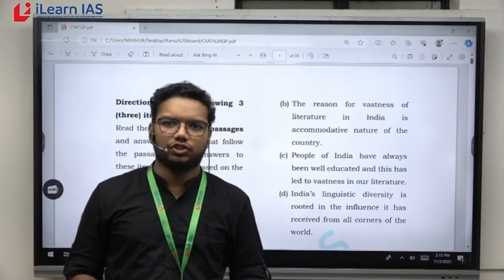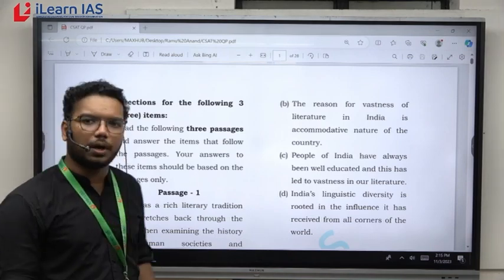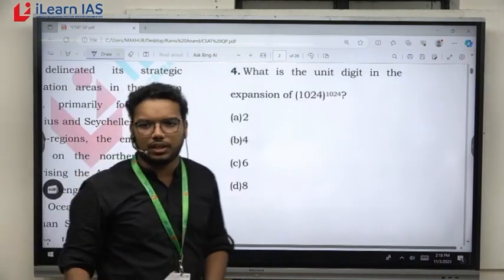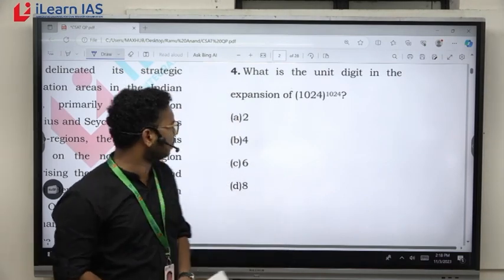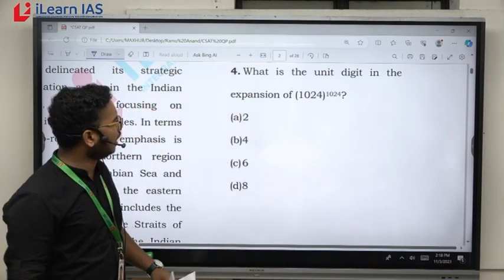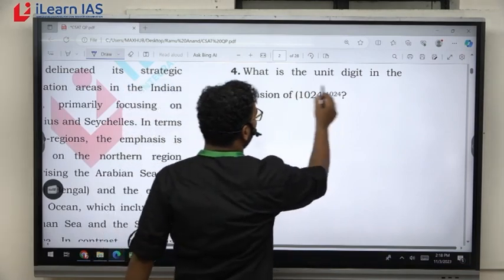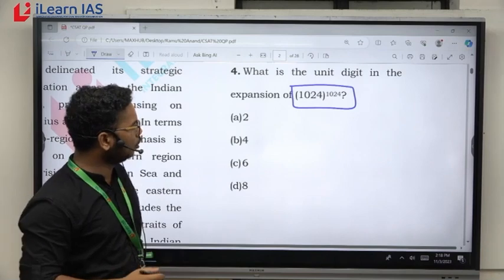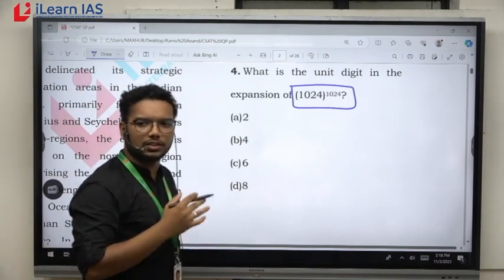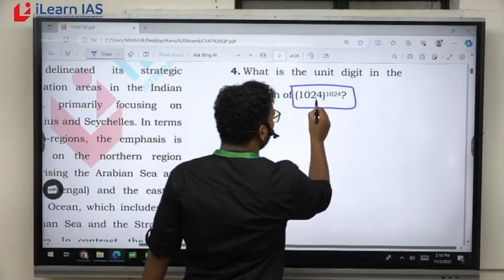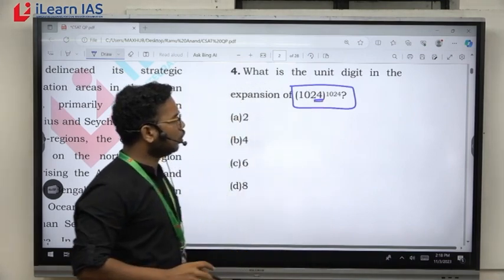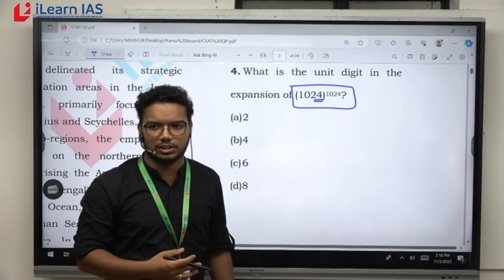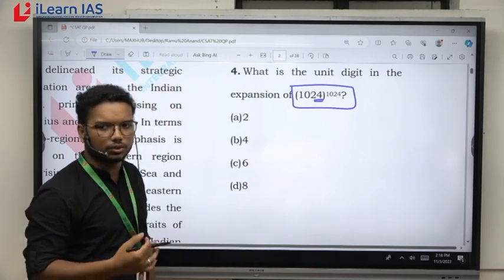Let's directly jump to the quantitative and reasoning part of this paper 2. Let's jump to the first question. What is the unit digit in the expansion of 1024 raised to 1024? The first thing we need to note is that the unit digit in an expansion will only depend on the unit digit of the number. So the unit digit here is 4, and 4 raised to 1024 will give the same unit digit as 1024 raised to 1024.